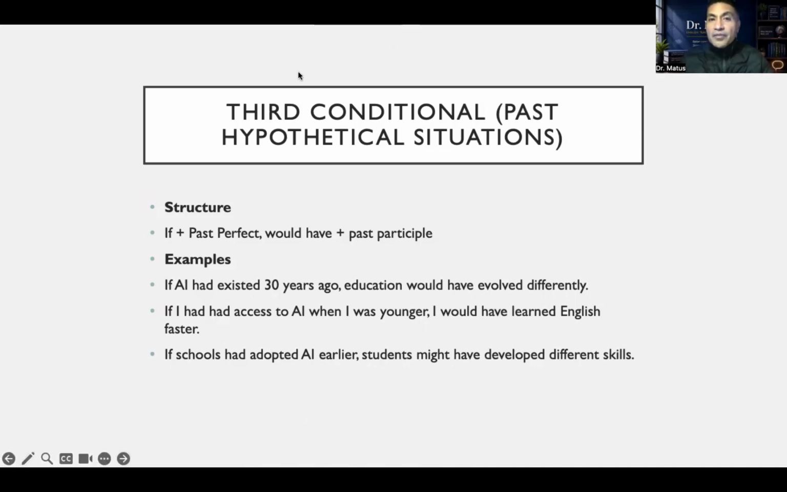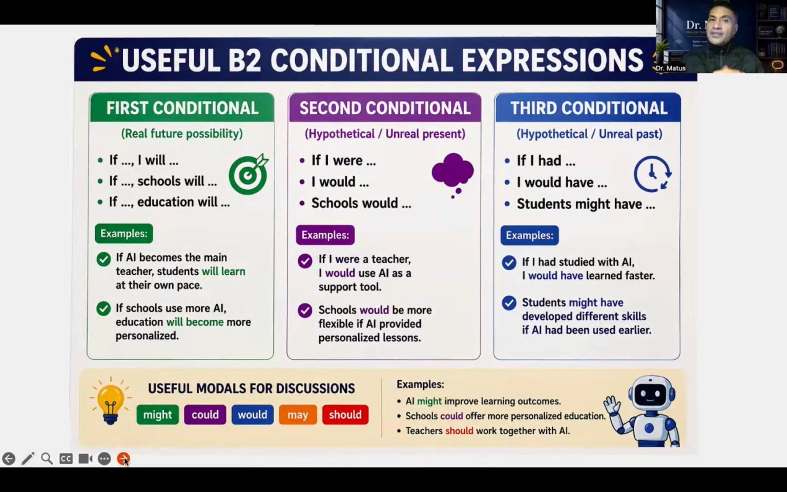Remember, we use the past perfect form. If artificial intelligence had existed, had access, had adopted, and the structure would have evolved, would have learned, might have developed. All right. So now, by doing this, you will be interacting and using B2 upper intermediate conditional expressions.